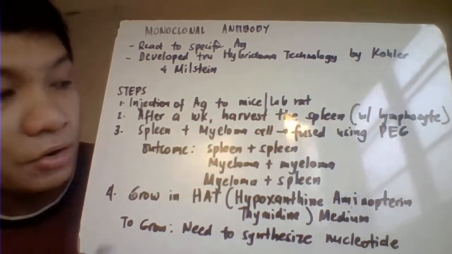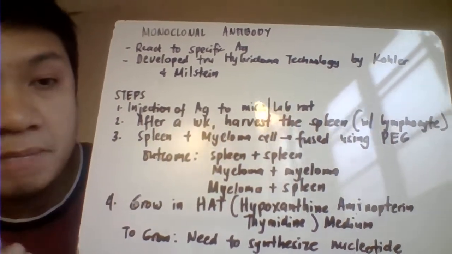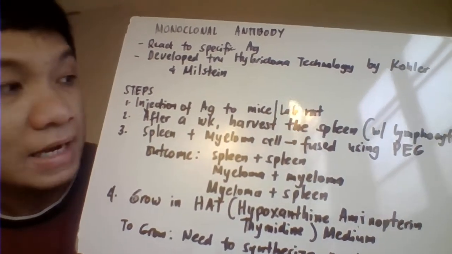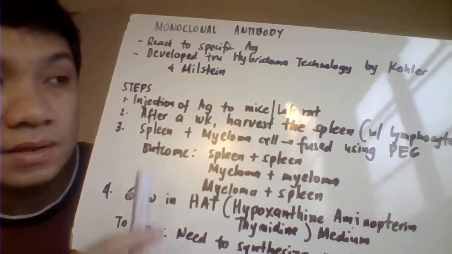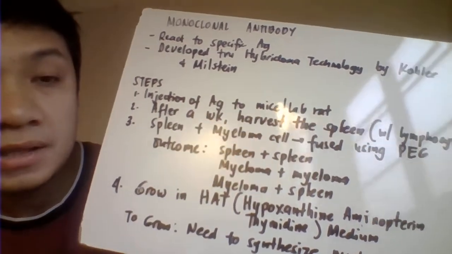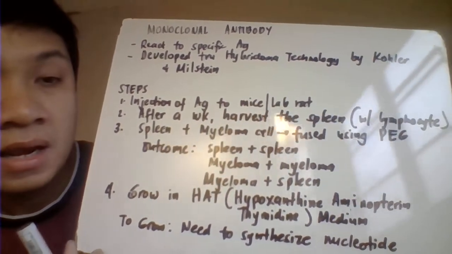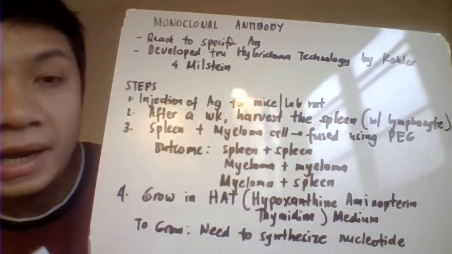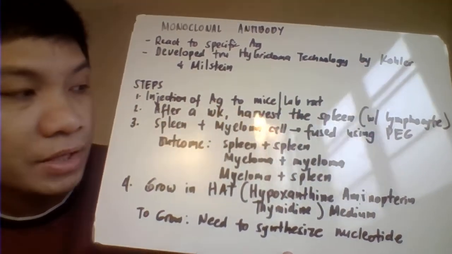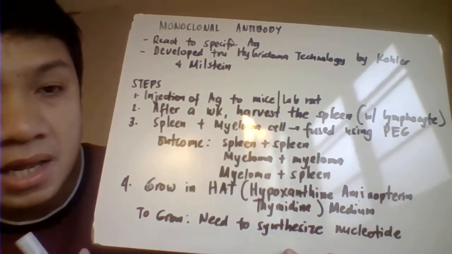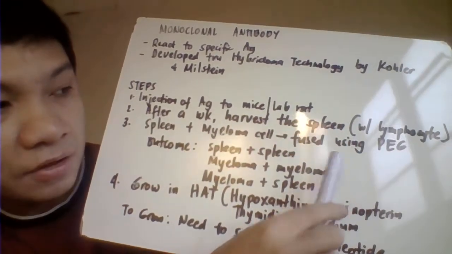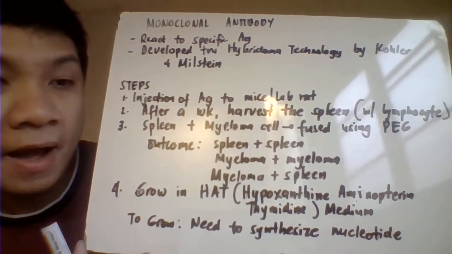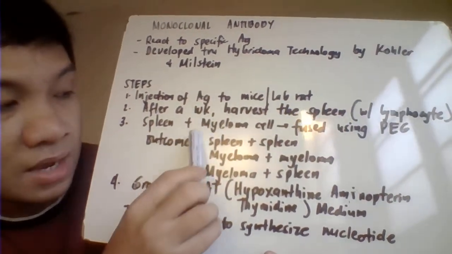The spleen already contains our B lymphocytes that produce antibody specific for the antigen which has been injected into your laboratory animal. With that, you just need to harvest the spleen, and then fuse it with your myeloma cell or cancer cell by the action of polyethylene glycol. As an outcome, you can have the following products.